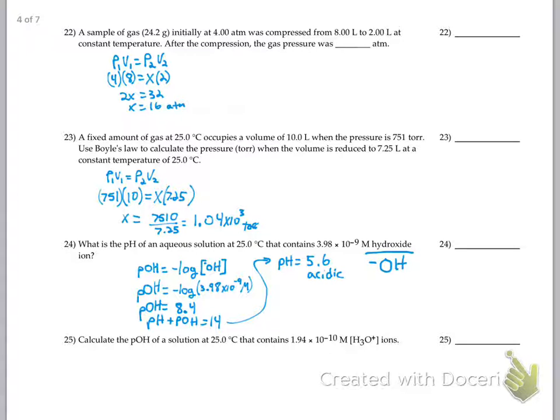Next, we're asked to find the POH, and we're given a H concentration. So we're going to do the same thing but backwards. The pH is equal to the negative log of our H concentration. Therefore, the negative log of 1.94 times 10 to the negative 10th.